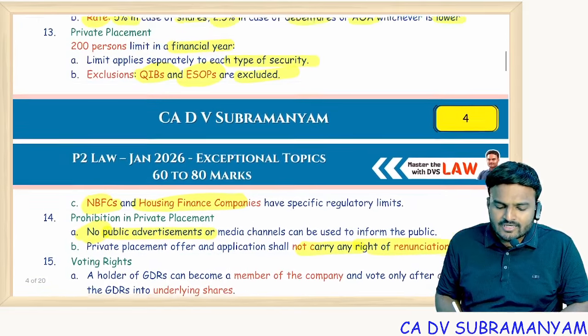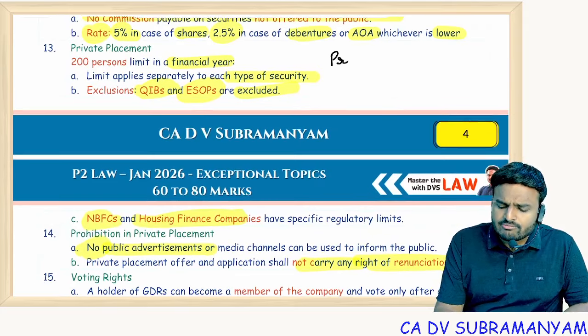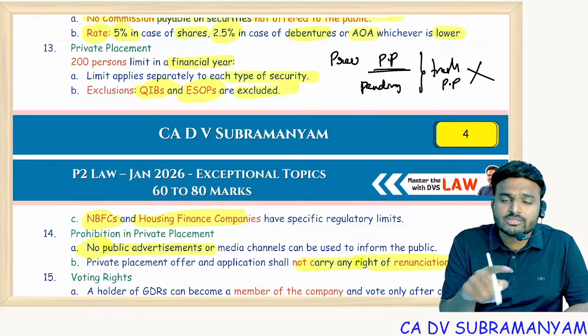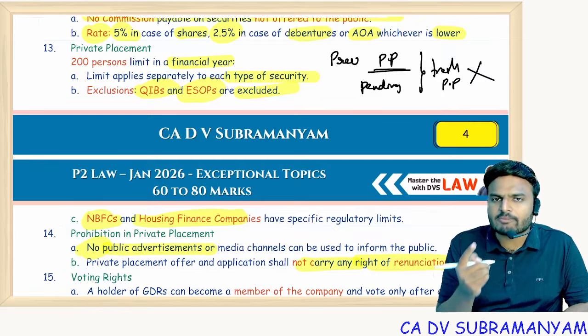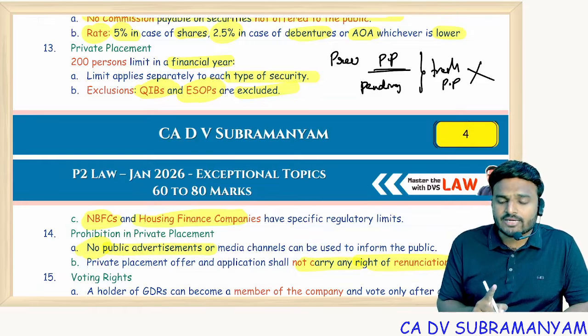Getting it? In the entire private placement, one more tricky point is keeping previous private placement pending. You can't make fresh private placement. Either previous private placement should be withdrawn or previous private placement should be completed. That means allotment should be done. Keeping them pending, not allowed.